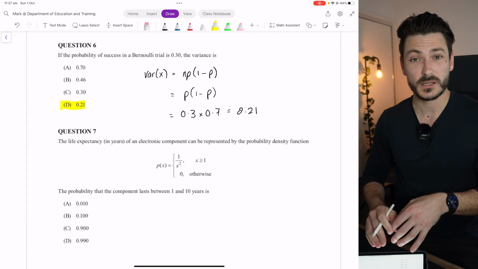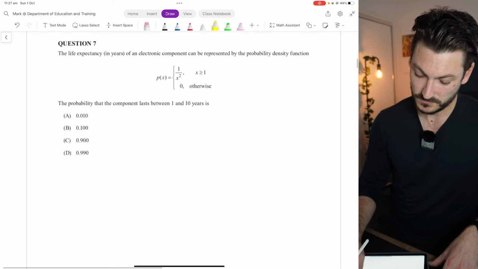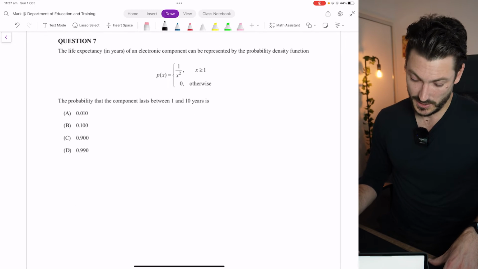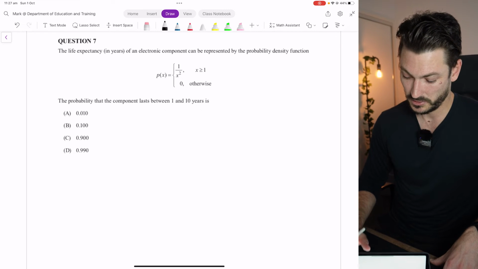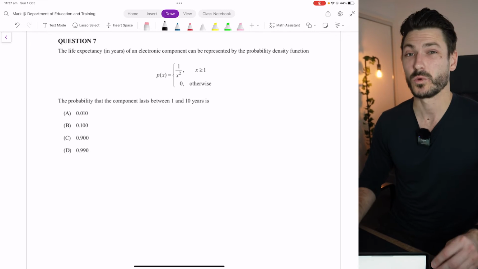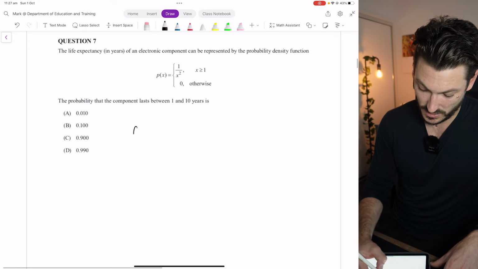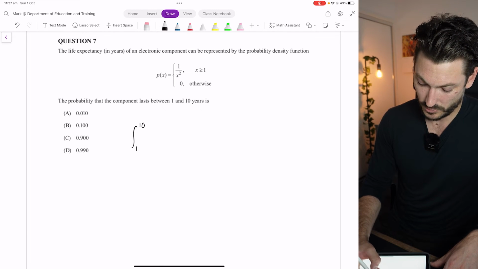So you can see that sometimes these multiple choice questions are very fast. Sometimes they take a while. Question 7, moving on. The life expectancy in years of an electronic component can be represented by the probability density function. Find the probability that the component lasts between 1 and 10 years. So that's just going to be the integral between 1 and 10 of that probability density function.